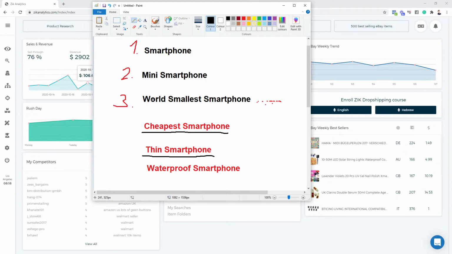Now, from this example, we're gonna go back into Zik Analytics and we're gonna dive in really search by search. It's not gonna be just a normal training where I'm just going through products and show you how to find. We're gonna first see the difference between smartphone, mini smartphone, world's smallest smartphone, cheapest smartphone, thin smartphone, waterproof smartphone, all right? If you're ready for it, please right now in the chat, boom, boom. We're gonna move on to see how every result looks like, what's the difference between the results, and what we are looking for. This is the most important, what we as sellers are looking for.